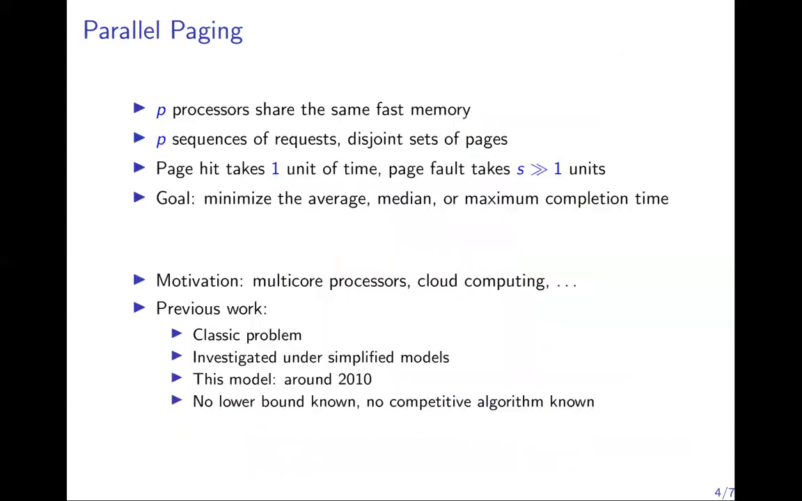The other problem we study is parallel paging. Here we have p processors that share the same fast memory. So we have p sequences of requests with disjoint sets of pages. A page hit takes, again, 1 unit of time, and a page fault takes s units of time. The goal here is to minimize some function of the completion time of the sequences of requests. A clear motivation is multi-core processors.